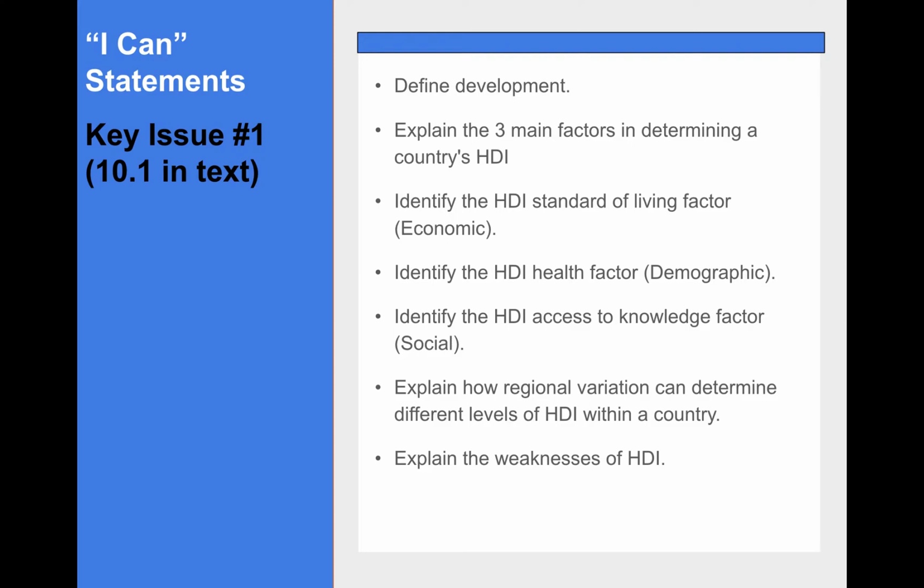Economic. It's also synonymous with economic factors. Next, identify the HDI health factor, which relates to demographic. Next, identify the HDI access to knowledge factor, which is synonymous with social. Next, explain how regional variation can determine different levels of HDI within a country or in a region, and explain the weaknesses of HDI.